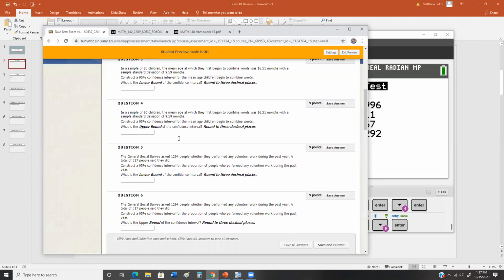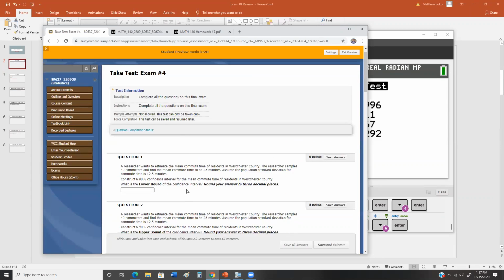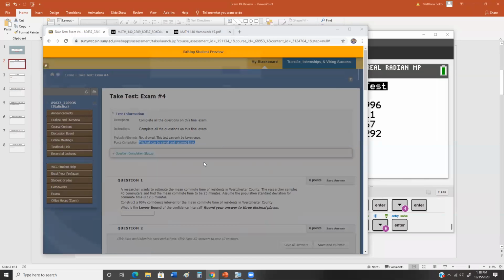Does anybody have any questions about how you submit this? Does that seem pretty self-explanatory? So we get an hour to do it? You actually have unlimited time, but as soon as you start it, you should complete it, okay? I know it says the test can be saved and restarted later, but I'm going to change that. So you just get one attempt at it.